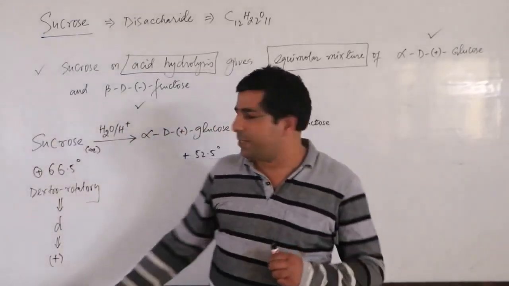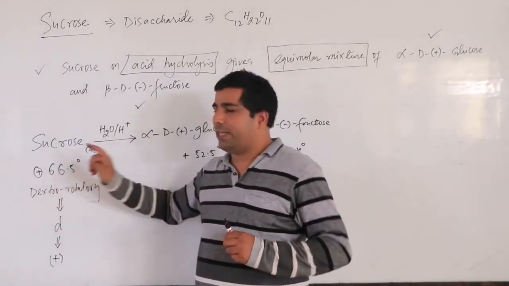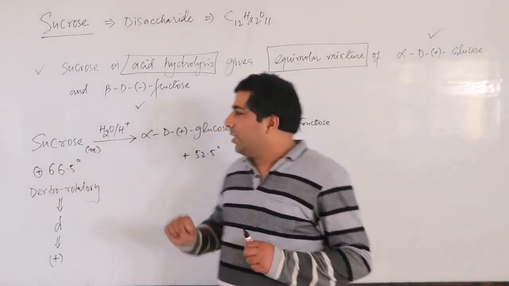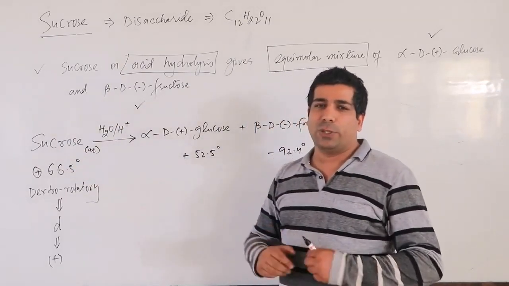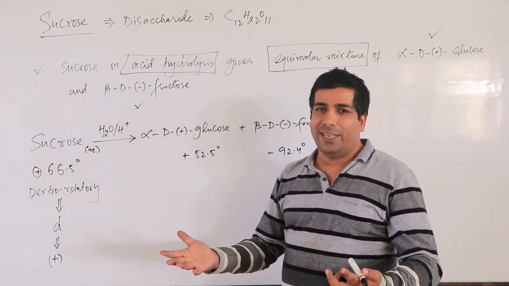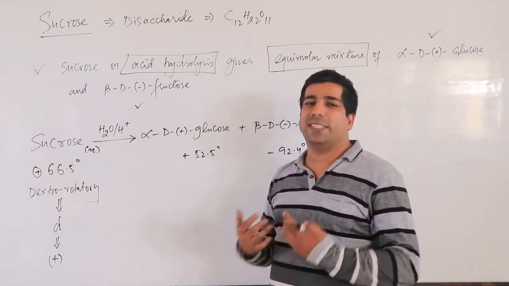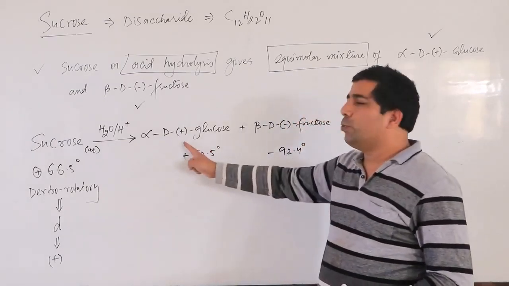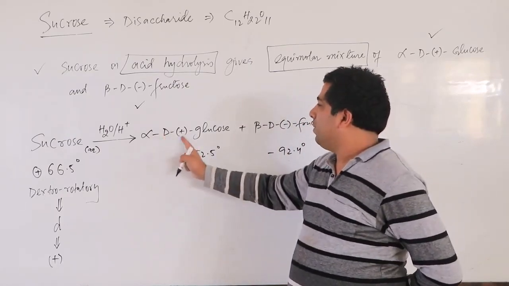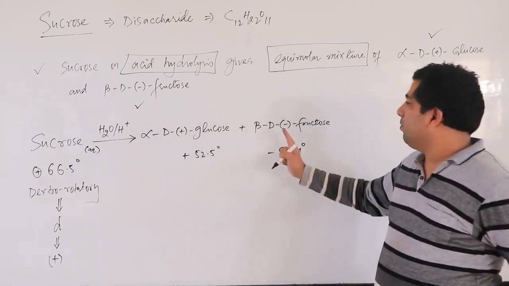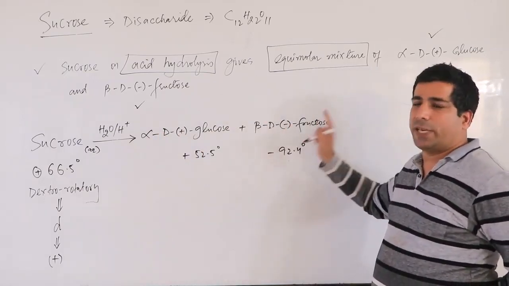By how many degrees? 66.5 degrees. Correct? Then you do acid hydrolysis of sucrose. Now sucrose will break. Okay? It will undergo hydrolysis. It will break into two monosaccharides. Now what is this saccharide? Alpha D plus glucose. Another monosaccharide is beta D minus fructose.